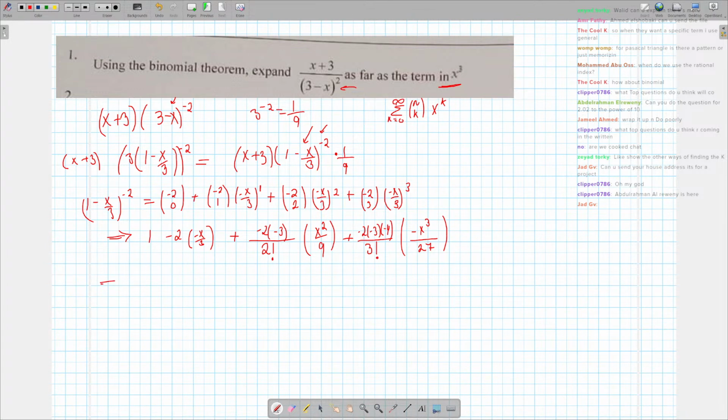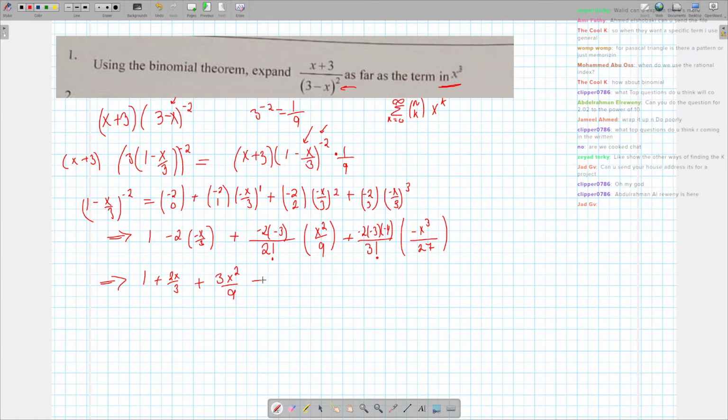Let's continue simplifying. This is going to be equal to 1. This negative becomes positive, 2x over 3. Now negative 2 times negative 3 is 6. 6 divided by 2 factorial is 3. So I'm just going to tell you it's 3 times x squared over 9. So 3x squared over 9.